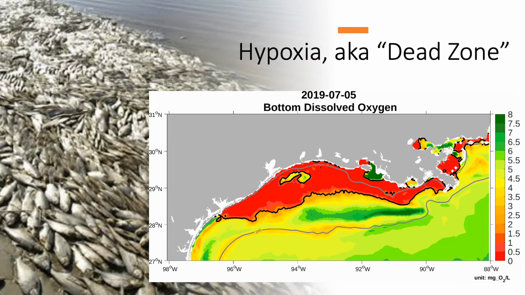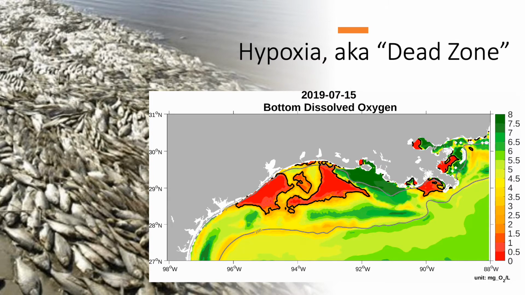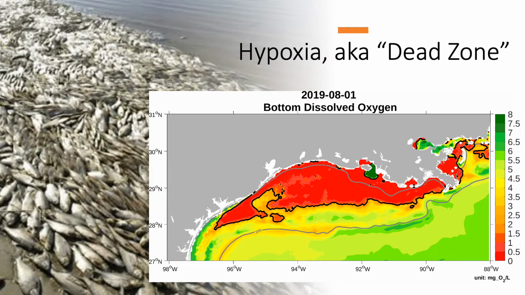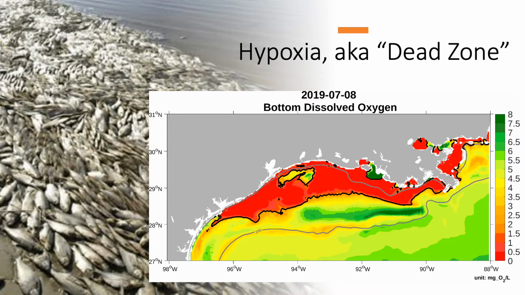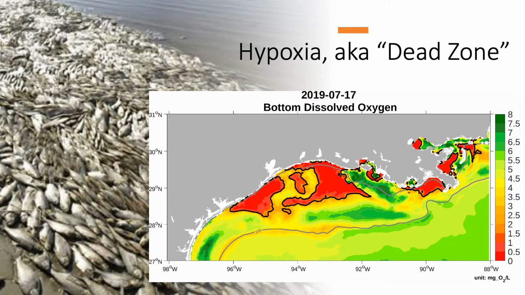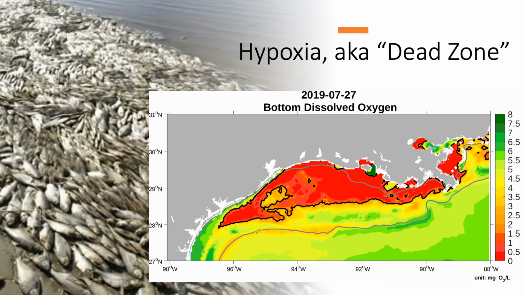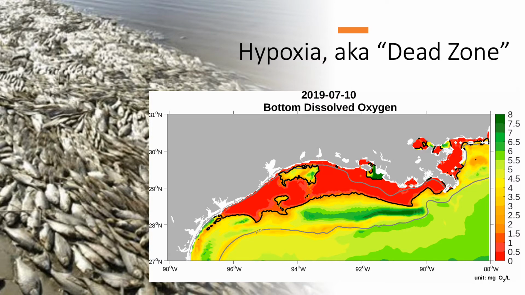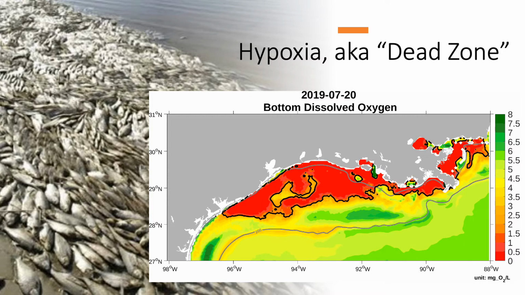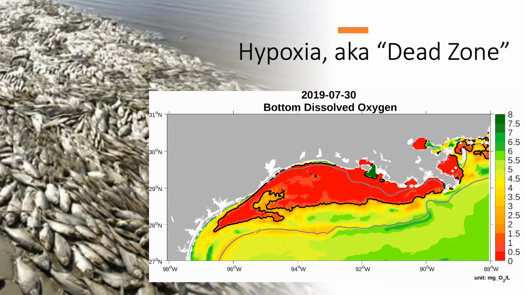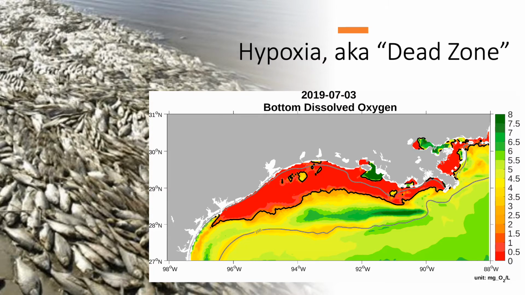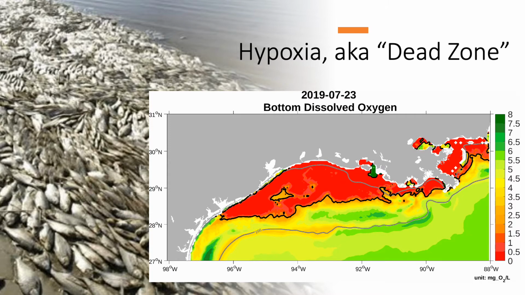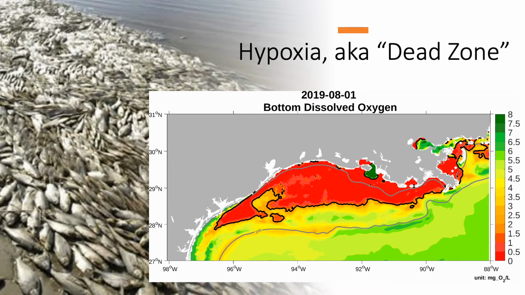The next example is the dead zone, or we can call it hypoxia. This phenomenon happens almost every summer on the Louisiana-Texas shelf. It refers to a very low oxygen condition where the oxygen level is less than 2 milligrams per liter. In this case, we are showing a computer simulation of the bottom oxygen condition in July of 2019. Whenever you see this reddish color, it means we are experiencing a hypoxic condition, which is definitely no good for fish and benthic ecology.